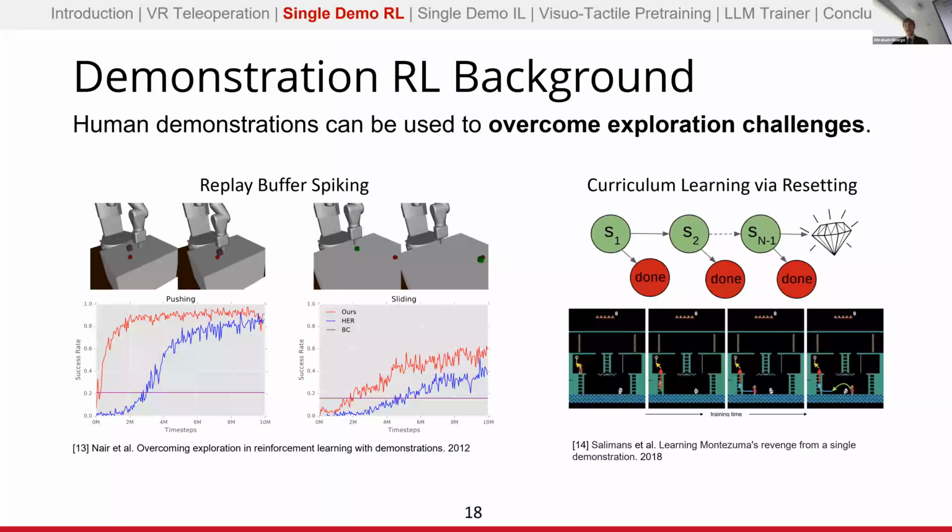especially long horizon tasks. And previous methods have used replay buffer spiking, where we directly take human demonstrations and present it to the RL agent by putting them into the replay buffer, and curriculum learning via resetting. In this case, we take a demonstration and we can reset the environment to different states along the demonstration. So by resetting it to a state near the very end of the demonstration, we essentially simplify the task. It's almost completed. So by doing that, we assist the RL agent in learning the task in the early stages.